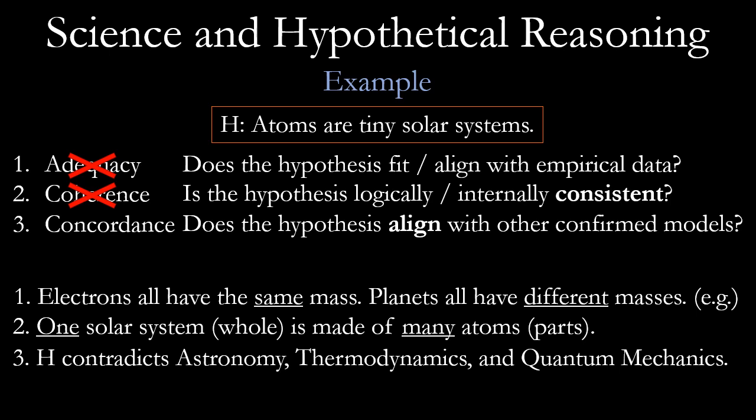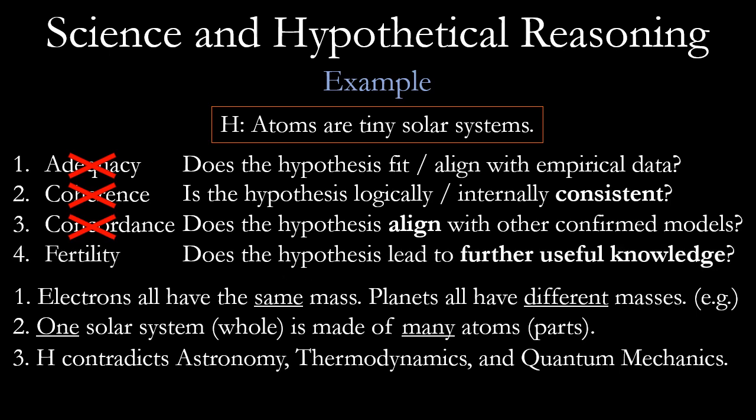The more we learn about the behavior of electrons, the more we learn about heat transfer, the more we learn about space and gravitation, the more different we can see atoms are from tiny solar systems. So in other fields of inquiry, other fields of knowledge, certainly the hypothesis that atoms are tiny solar systems does not fit with them.